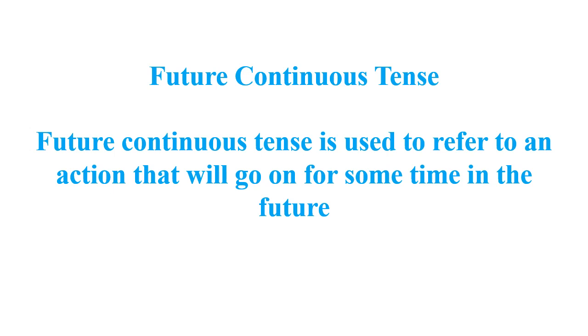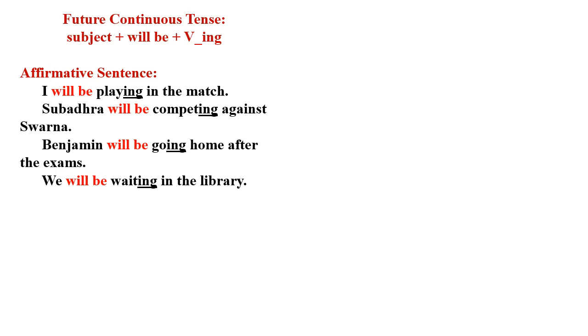Future continuous tense. The future continuous tense is also sometimes referred to as the future progressive tense. This verb tense indicates that something will occur in the future and that action will go on for some time in the future. To frame a sentence in the future continuous tense, after the subject, we have to add the helping verb will be. And then with the verb that follows, we have to add ing.